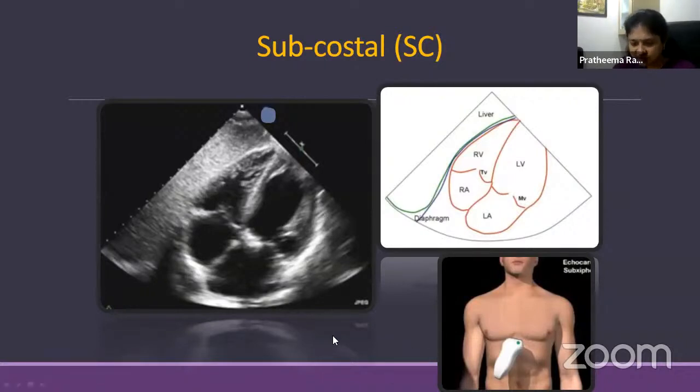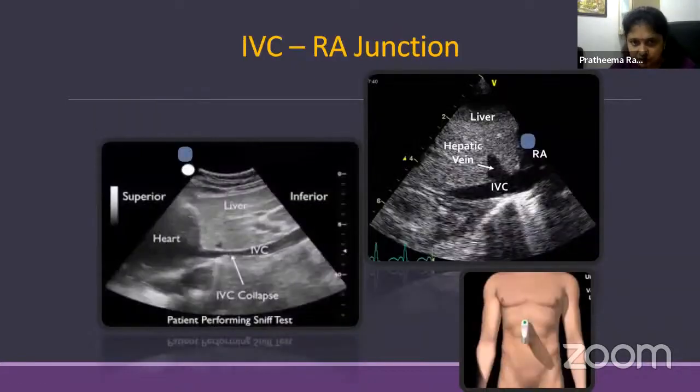Just with this echo probe, we can monitor how much ejection fraction the left ventricle is having, or is there any disturbance to the heart, and is it pumping very well. So this is a very, very famous thing we do in our ICU bedside.